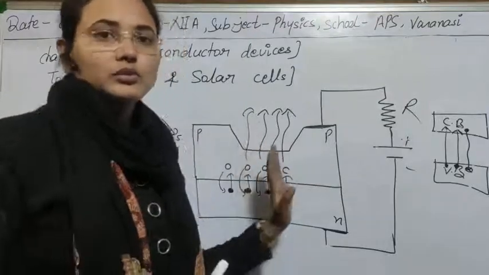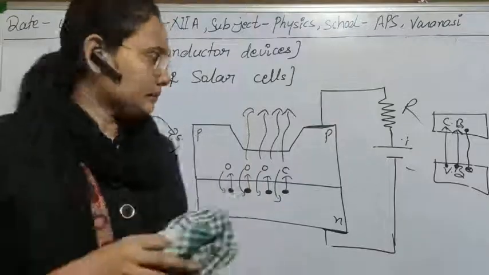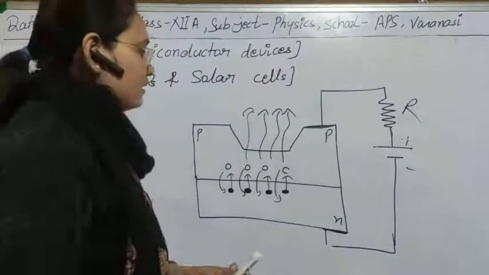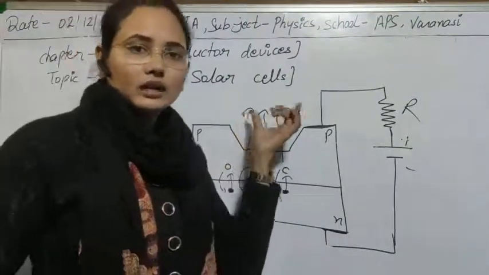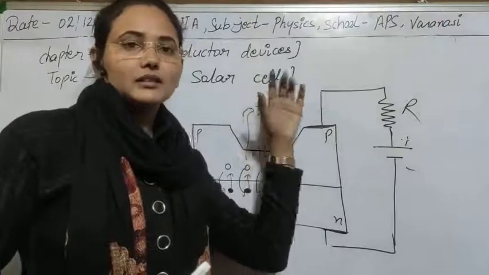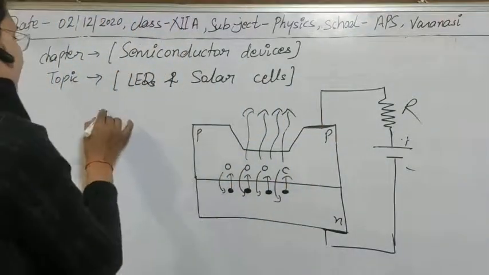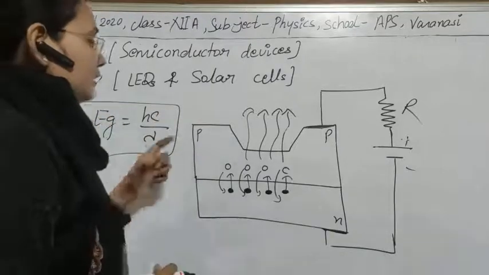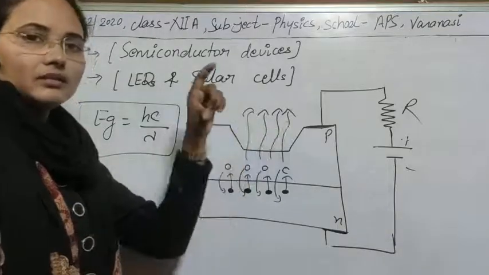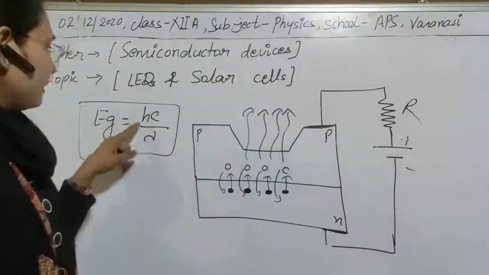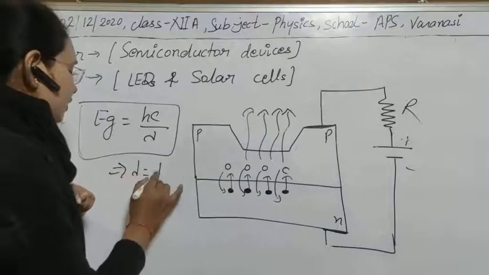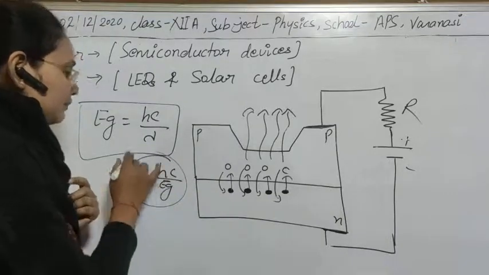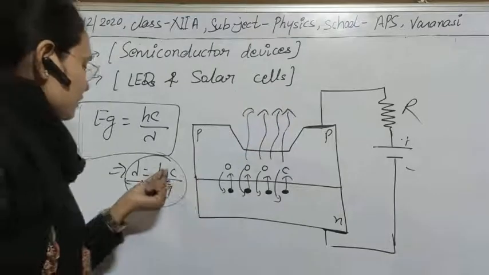Now, this radiation that is emitted depends on the frequency or wavelength emitted. That is given by E = hc/λ. The energy emitted is equal to the band gap, and the band gap can be given by hc/λ, so we can calculate the value of lambda here. Depending on this lambda, the color will be emitted. So these two things are constant.